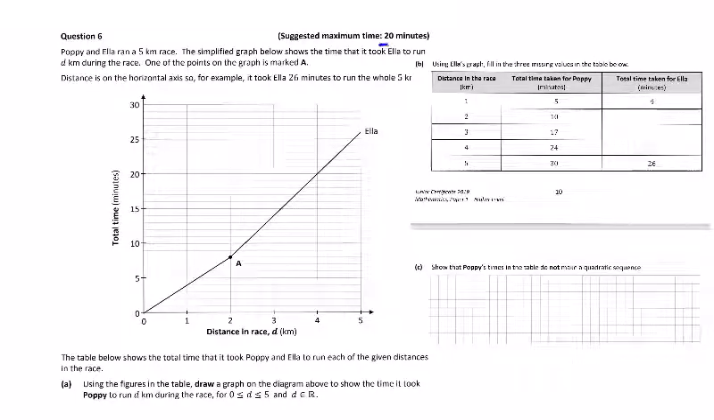So question 6, 20 minutes, quite a lot of parts to question 6. I would suggest for exam technique, leave it till the end. All these long questions, you'll have loads of time at the end. Leave this one to the end and come back to it. But for now, we're going to do it.